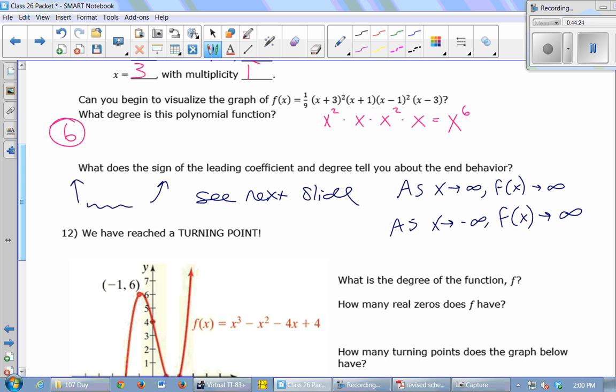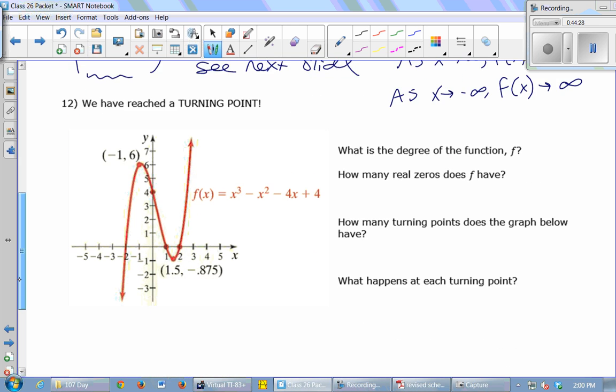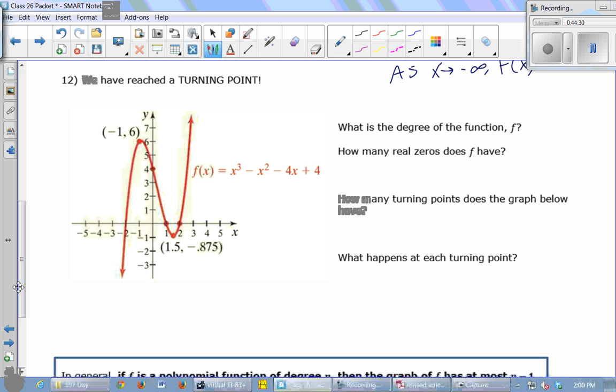All right, we have reached a turning point. All right, so what is the degree of this function, do you think? 3, yeah, because I gave you the formula, right? And the highest power on x is a 3. Okay. How many real zeros does that function have? 3. 3 x-intercepts. Do you think that's a coincidence? Nope. Degree and the number of zeros being the same, not a coincidence.